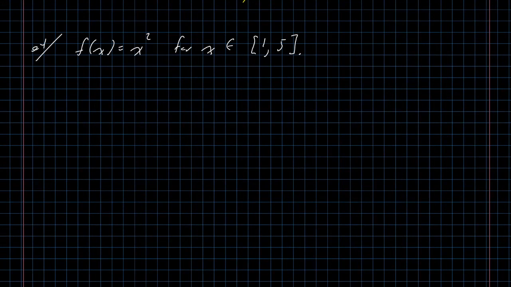I'm going to look at the function f of x equals x squared for x in the interval from 1 to 5. I'm going to look for c such that f of c is equal to 6.25.